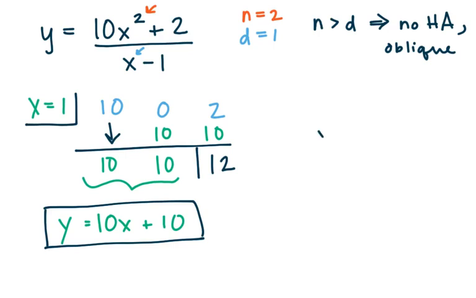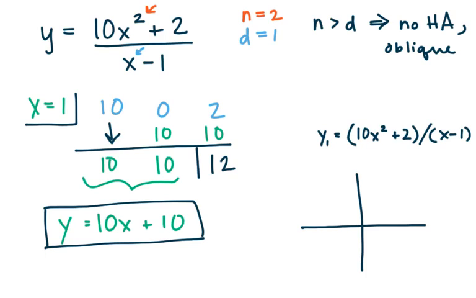And if you went to your y1 and you went to graph this and you said 10x squared plus 2 divided by x minus 1, you'd have to change the window a little bit. But the graph you'd see would look something like this and have that line with a slope of positive 10 and a y-intercept of 10 bounding up to it. So that's our example of how we find an oblique asymptote, which stems off of not being able to find a horizontal asymptote.